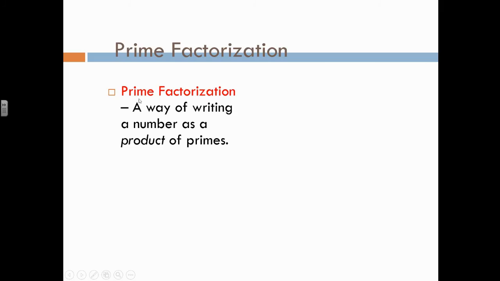Speaking of prime factorization, a prime factorization is a way of writing any number as a product of all prime numbers.